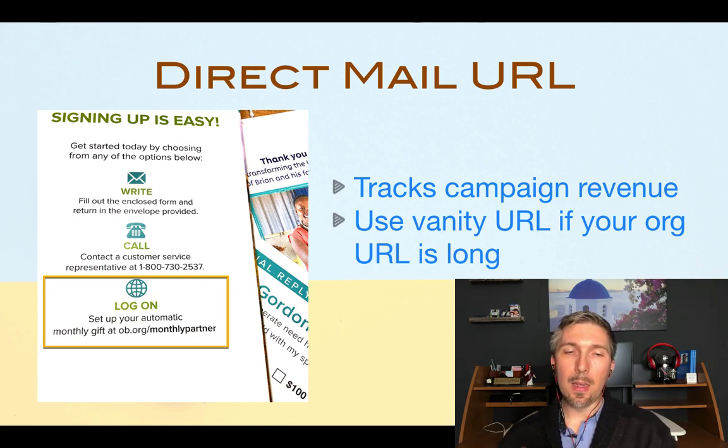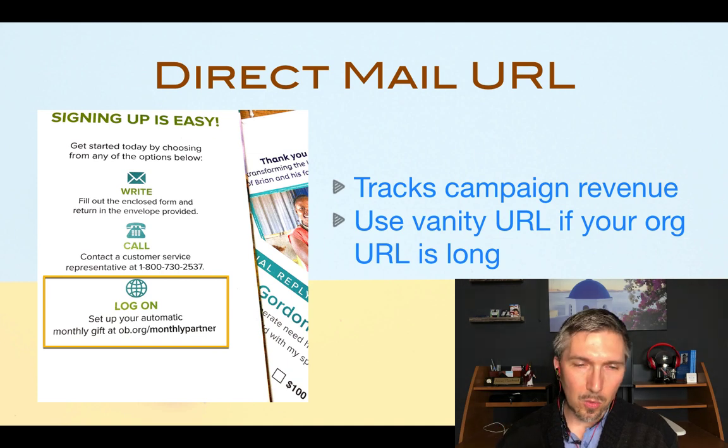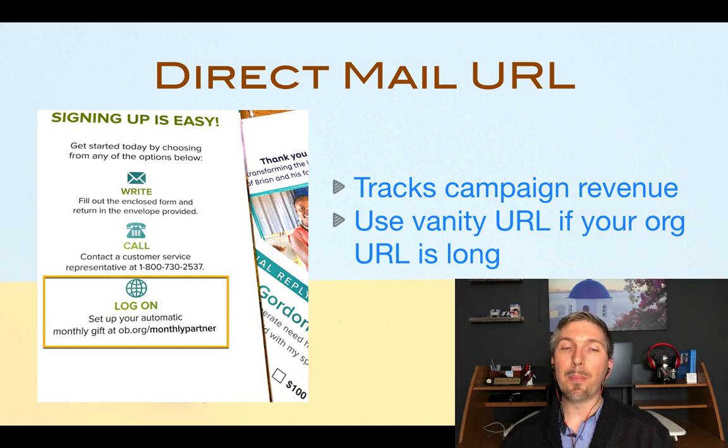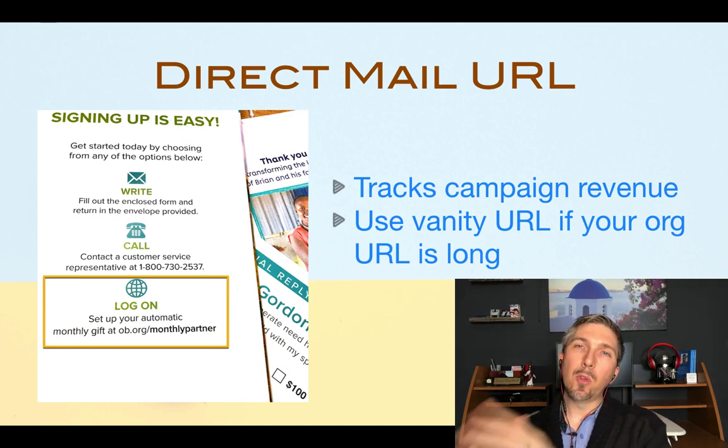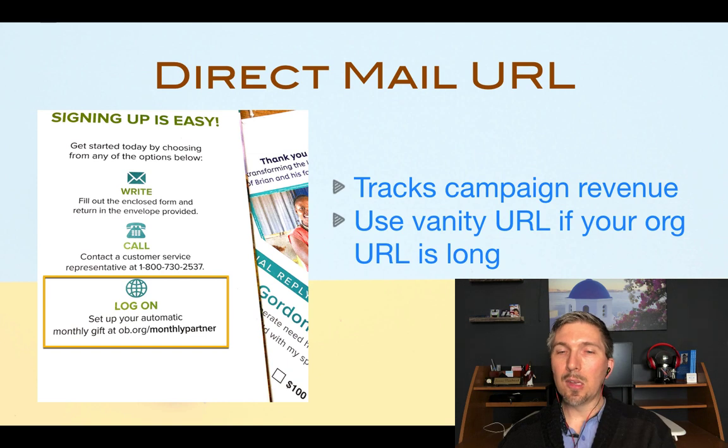And you see the URL here at the bottom. It says log on to ob.org/monthlypartner. So my recommendation would be to do something similar for your campaign. Now, if you have a really long name or really long URL for your organization, then perhaps you might want to buy a vanity URL that would be a shorter domain name, and you can forward that domain name to your donation page. So that is another thing that you can do to track your direct mail gifts from the online channel.